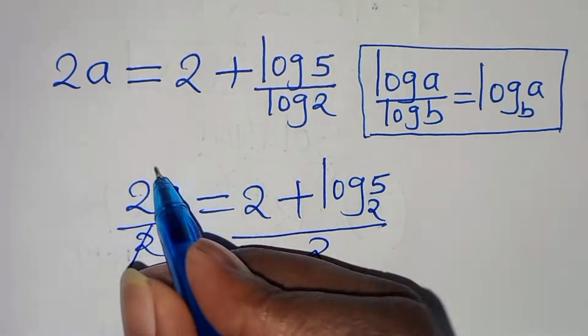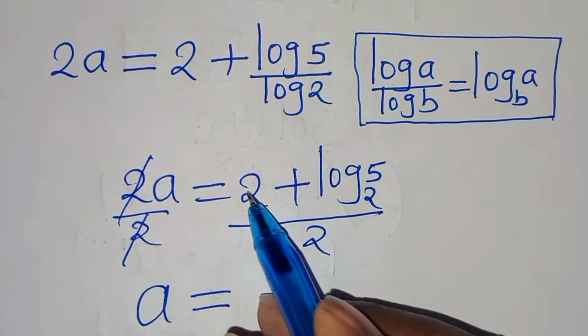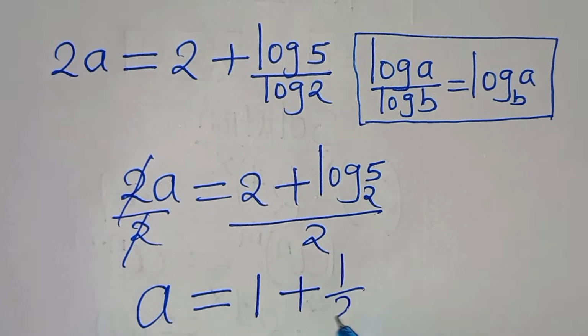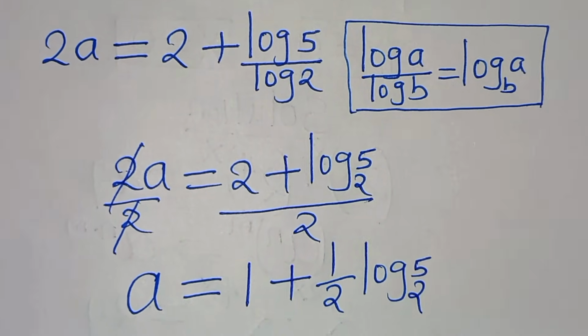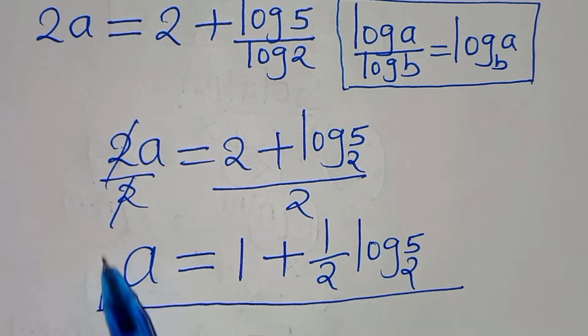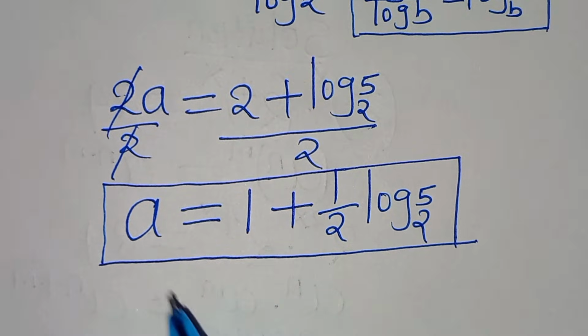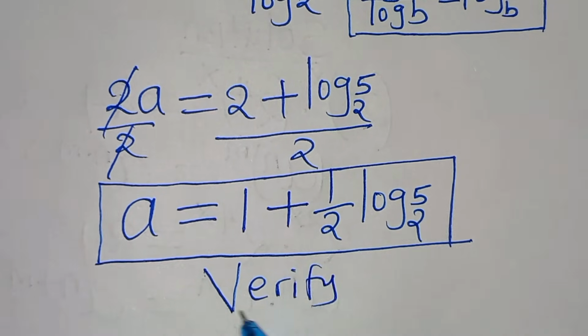Let's simplify here, so that now we have a is equal to 2 divided by 2, this is 1, plus a half log 5 to base 2. So this is the value of a. The next step from here is to verify that this value of a satisfies the equation. So let's verify from here.